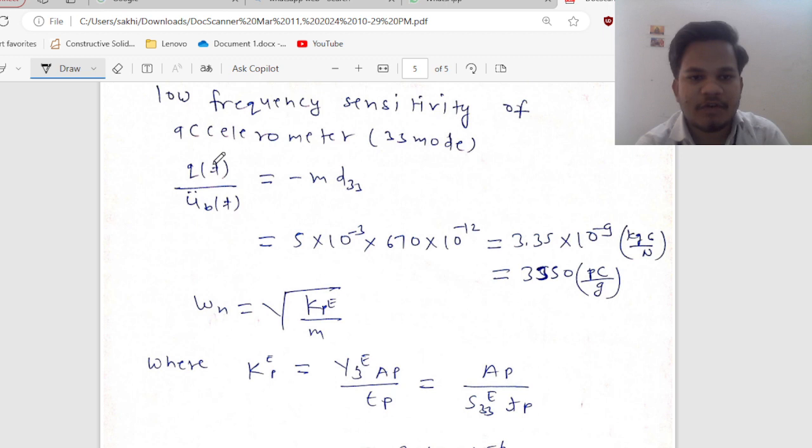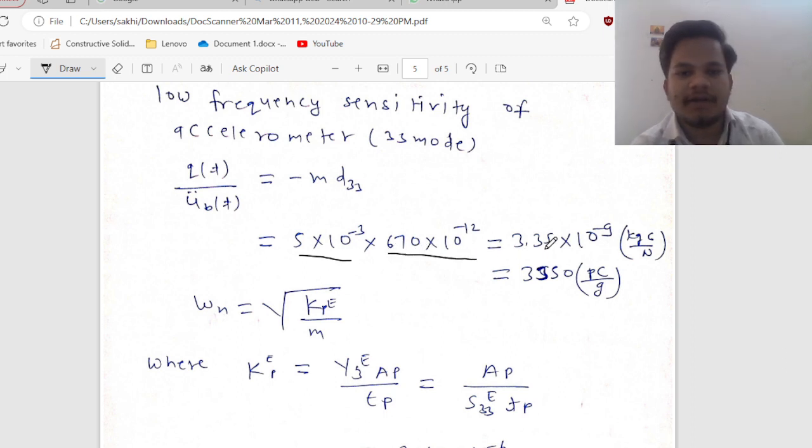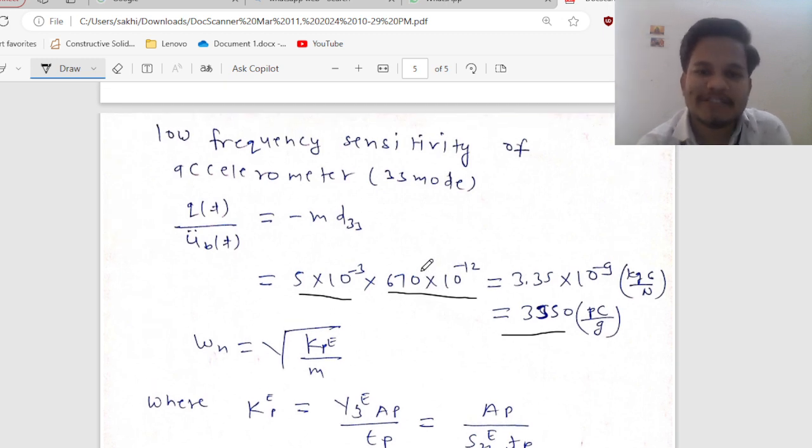So the low frequency sensitivity is, U double dot is acceleration. We are denoting U double dot as the acceleration at time t. So this m we are writing in kg, and this is the piezoelectric strain coefficient in coulomb per Newton. So by multiplying these values we get the result in picocoulomb per gram. So this is our answer for the low frequency sensitivity.